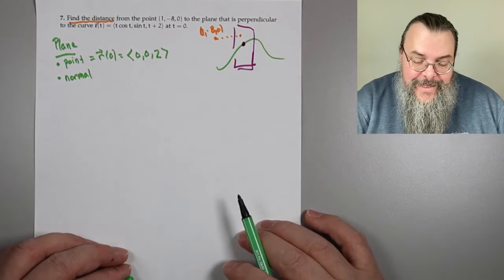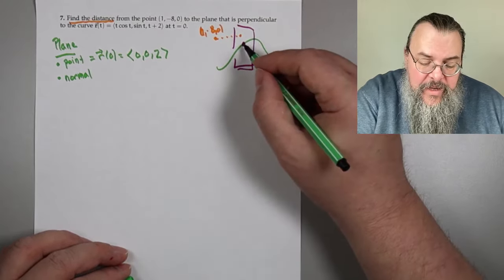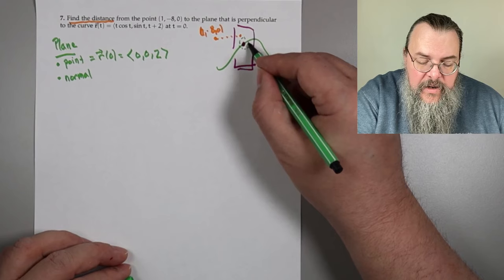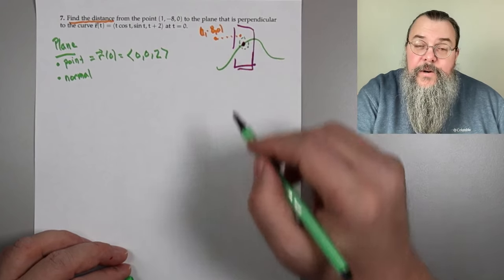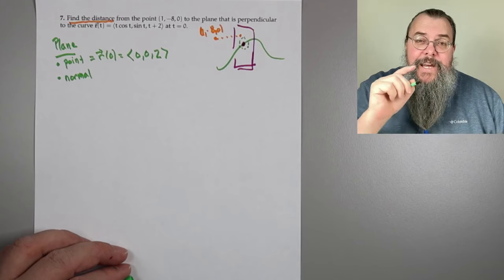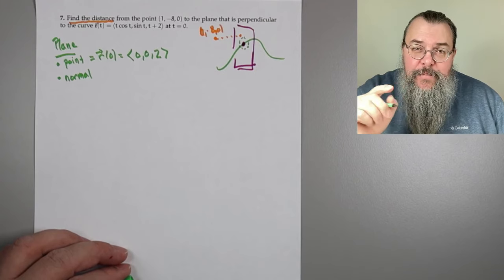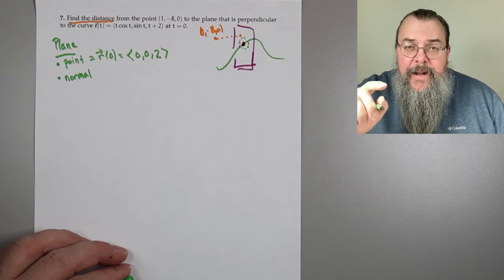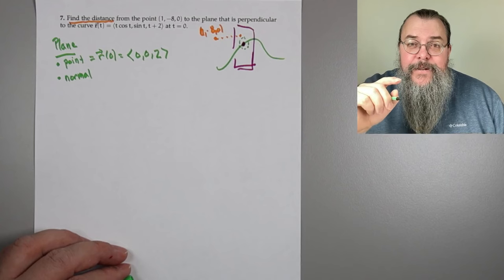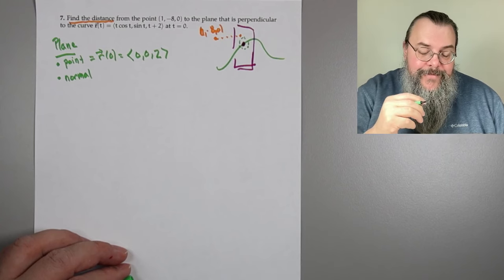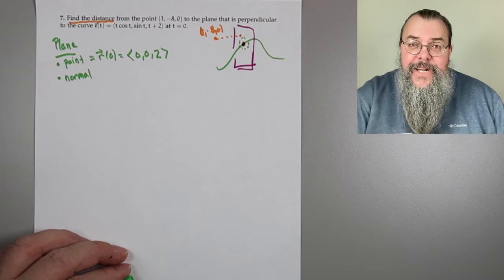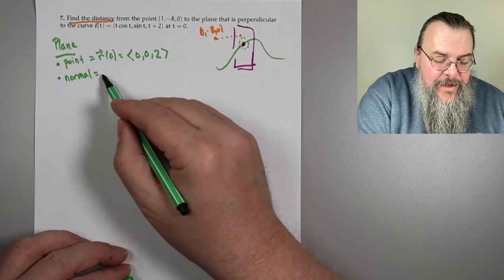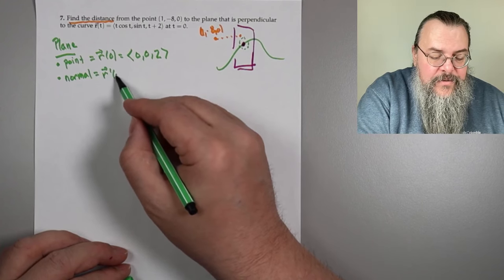Now, normal. How do we find that? Well, what it means is that if you were to use a microscope and zoom in on this piece right here, the curve would look like a straight line. And that straight line would be passing perpendicular to the plane. So I say, oh, that line direction, that's the normal. So how do you find the direction of a tangent line? The derivative. So the normal is r prime of 0.